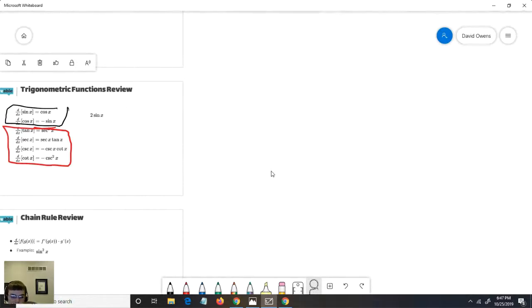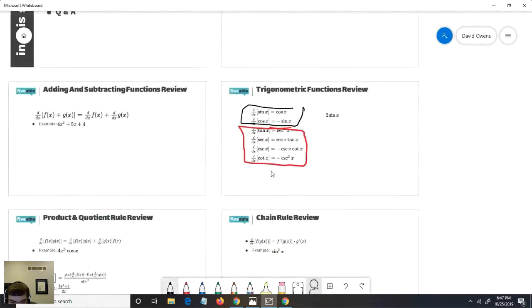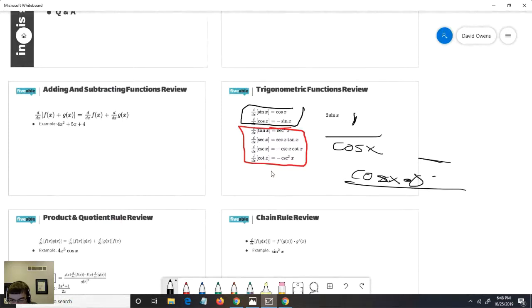So for our next derivative, we've got secant x, which is, of course, now it works, 1 over cosine x. So this is another application of a simple quotient rule. And so what we're going to do is take the bottom multiplied by the derivative of the top, minus the top times the derivative of the bottom, over the bottom squared.